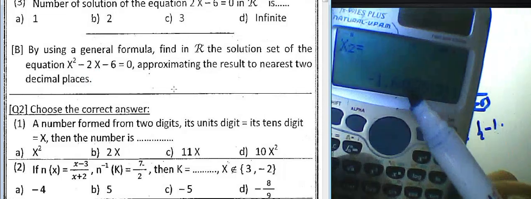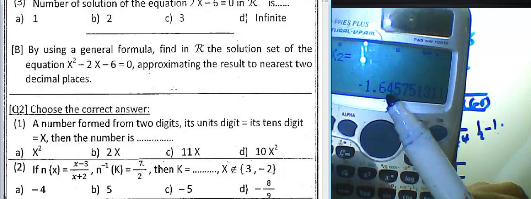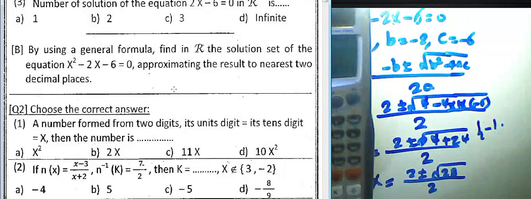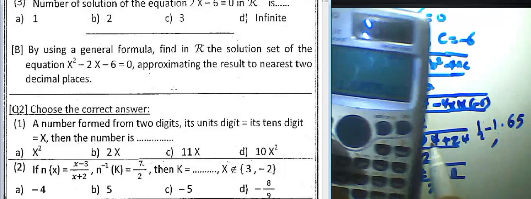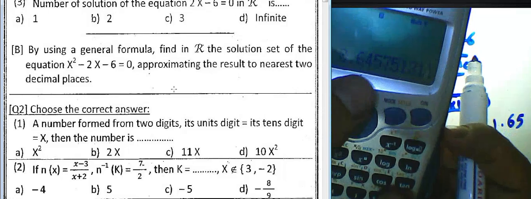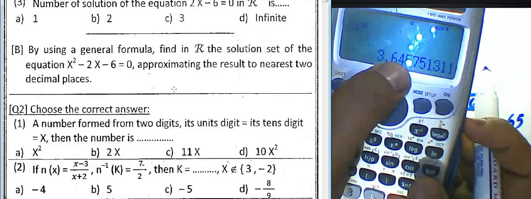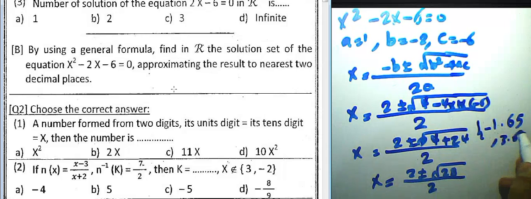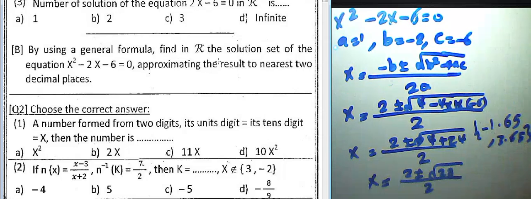1.64 and 5, because 5 can give 1 to 4. The result will be 1.65. And the second result will be 3.65 because 5 gives 1 to 4. Okay, 3.65. Okay, that's the result of this equation. Understood?